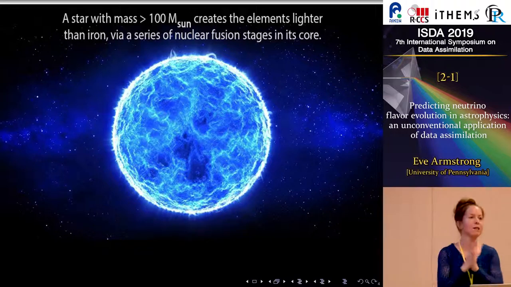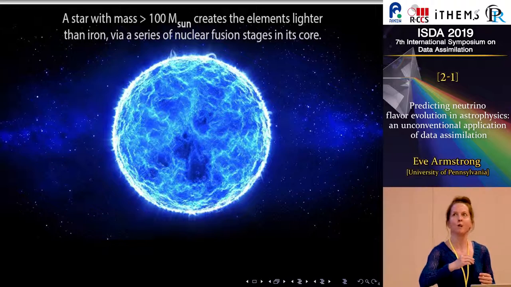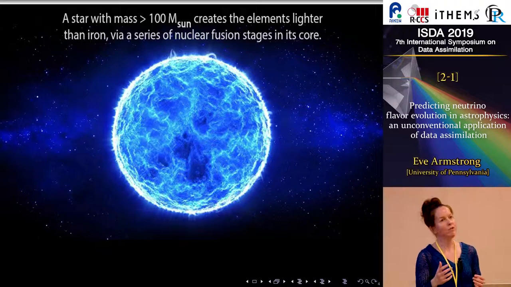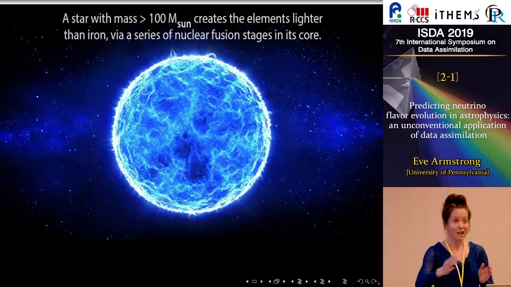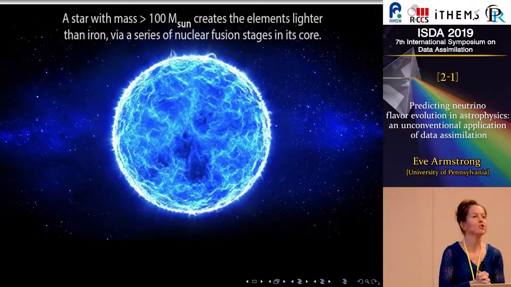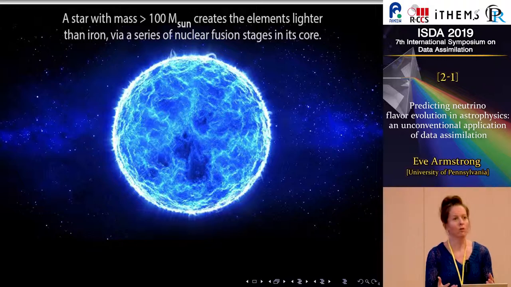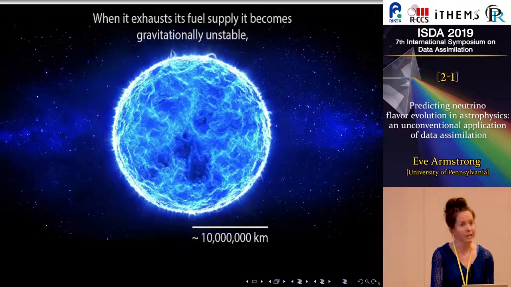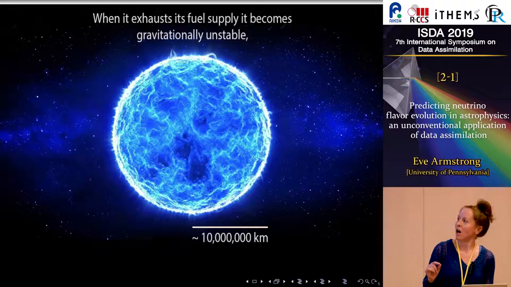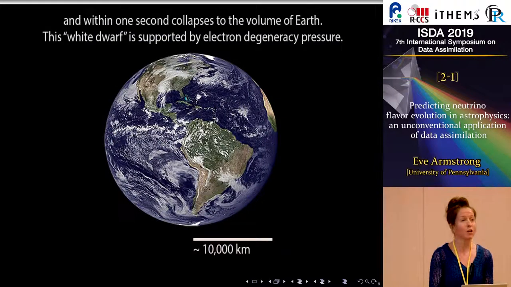Stars about 100 times more massive than the sun will be able to go beyond helium in a series of fusion events, helium to carbon to oxygen, all the way up to iron. So the elements in the universe between hydrogen and iron are created in the fusion reactions in these stars. Once you get to iron, it is not energetically favorable to go any further. And so you run out of fuel, and you can no longer sustain yourself under gravity. So you collapse rapidly. In 1 second, you collapse from a radius of about 10 million kilometers down to the size of the Earth.